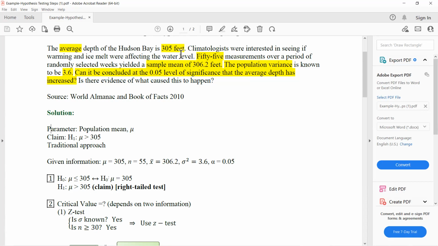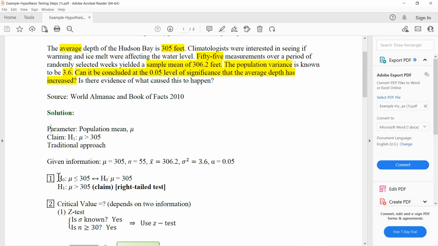Now, it's the claim because the problem said so. Can it be concluded that the average depth has changed? That's the claim. The claim is that it has increased, it's changed, right? It's a right tail test because this is greater, it's pointing to the right. Now, the null hypothesis has to include the other two signs of direction. So this is greater, so it's going to go the other way, not greater, but less, and equal to. So the null hypothesis, H sub 0, is mu is less than or equal to 305.